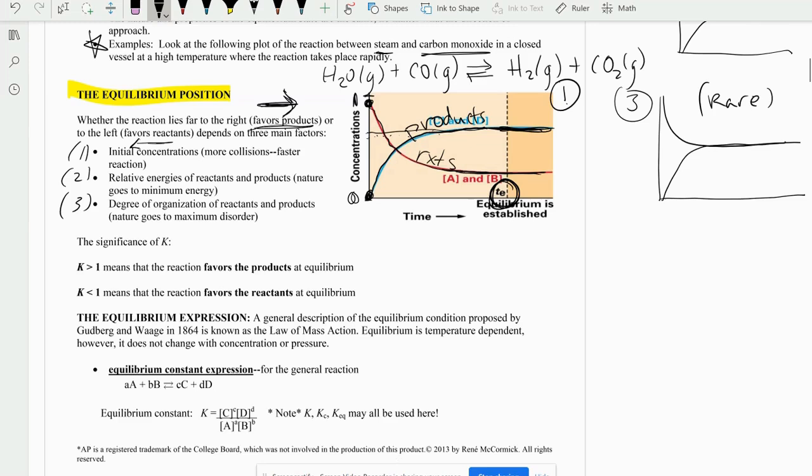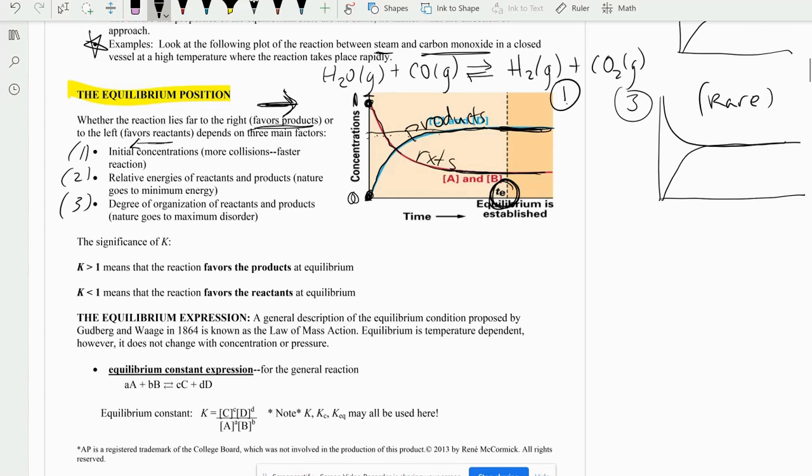The first thing that the equilibrium position of any particular reaction depends on is the initial concentration of the reactants that you're starting with. Remember, we learned when we were learning the collision theory that if we have a higher concentration of the things reacting, you're going to have a potential for more collisions and a faster reaction.